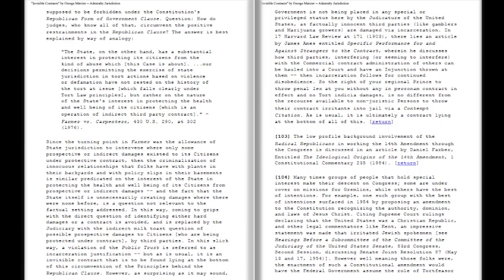Return. 103. The low-profile background involvement of the radical Republicans in working the 14th Amendment through the Congress is discussed in an article by Daniel Farber, entitled The Ideological Origins of the 14th Amendment, 1 Constitutional Commentary 235, 1984.